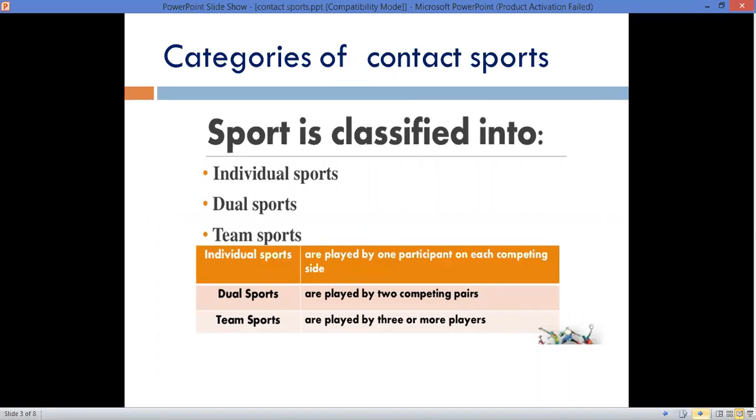Sports are divided into three types: individual sports, dual sports, and team sports. Individual sports are played by a single participant, and the dual sports are played by two players or two pairs of players. Team sports are played by three or more players.